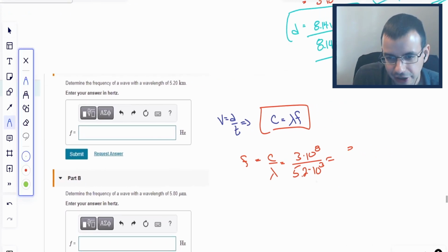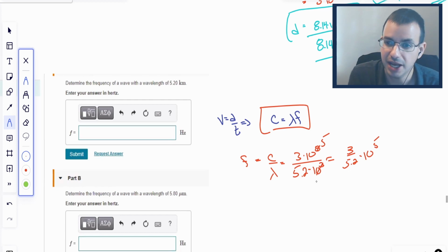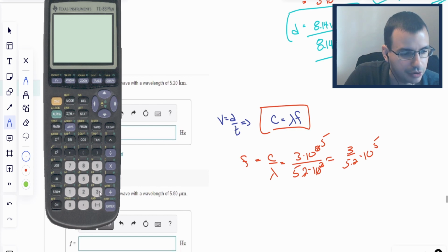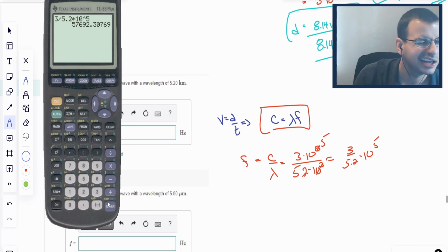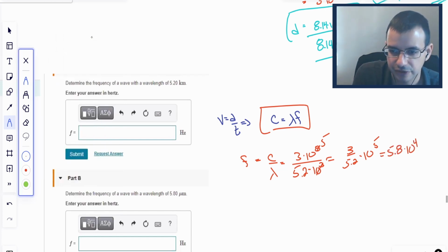And when I put this in the calculator, I'm going to do 3 over 5.2 times 10 to the 5th, because the 3 on the bottom will cancel with the 3 on the top, which gives us 8 minus 3, which is 5. 3 divided by 5.2 times 10 to the 5th. We get 5.8 times 10 to the 4th, and that's going to be hertz.